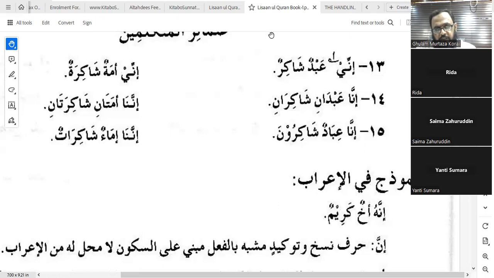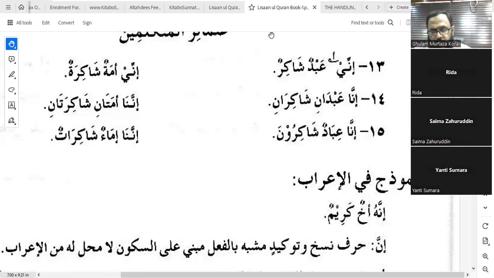Like in these cases, inni abdun shakirun. Now the first one is for mudhakkar, that is ya mutakallim. Ya mutakallim is ism for inna, and then abdun shakirun is murakkab tawsifi and for mudhakkar. And when we talk about inni amatun shakiratun, now the ya mutakallim is being used for muannath. So amatun shakiratun is murakkab tawsifi, and that is for muannath.